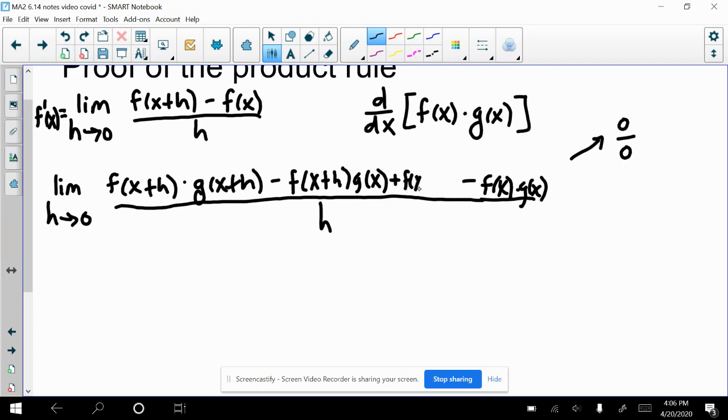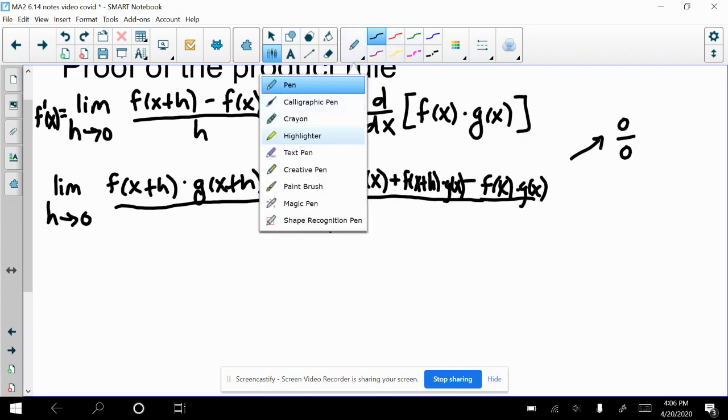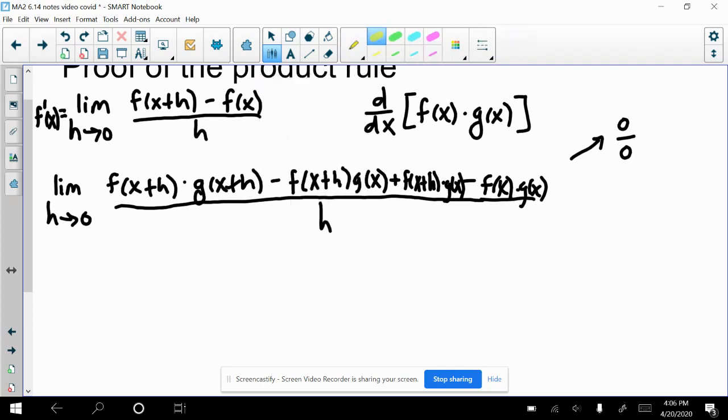f of x plus h times g of x. Almost gave myself enough room to not squish it in, but that's okay. You can see right here, these two things I put in, that's 0. That's a very fancy looking 0, but that 0 will allow me to actually find this limit. So here's how. If you just take the first two parts, and I'm going to highlight that to show you what I mean by the first two parts.